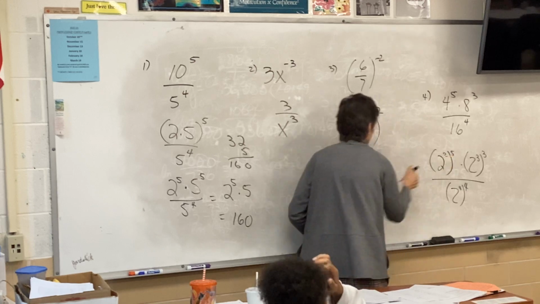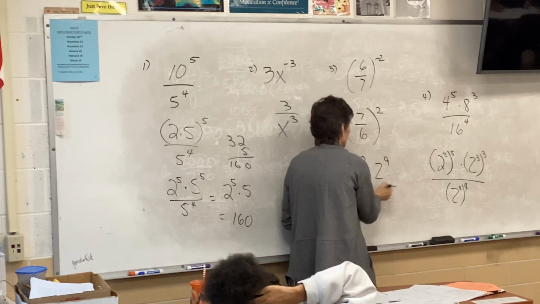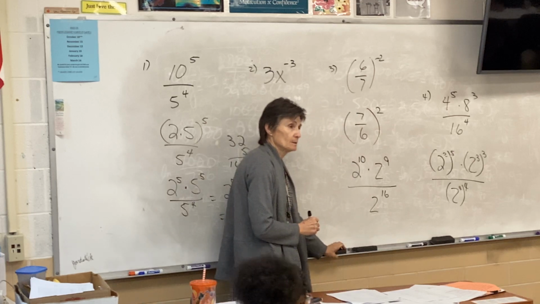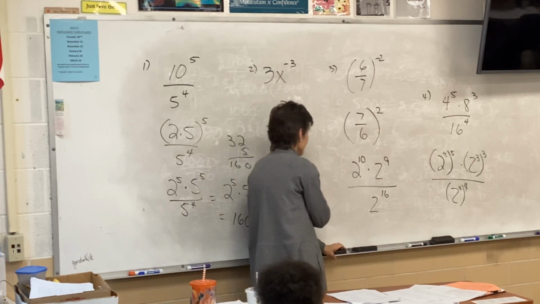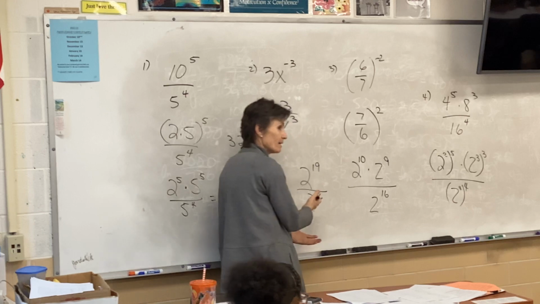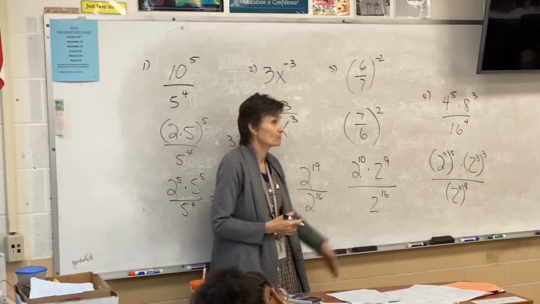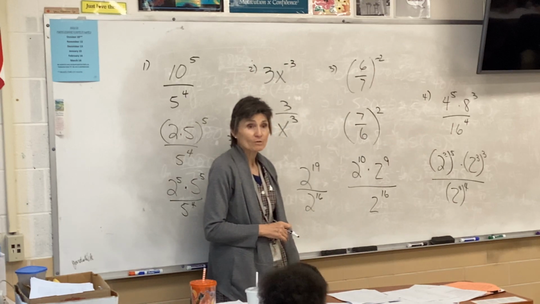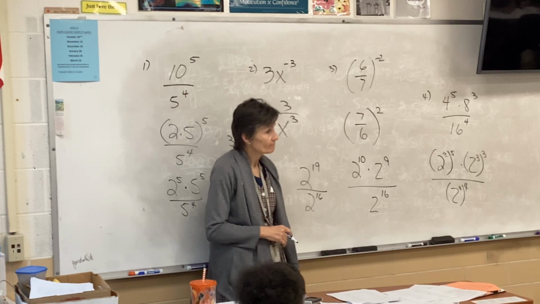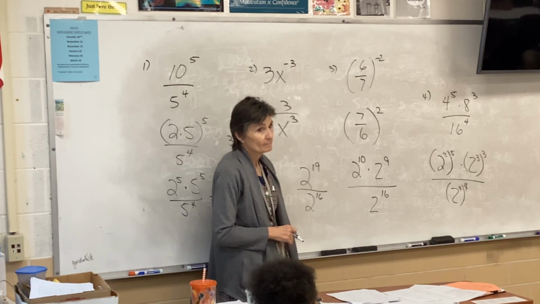So what's this? That's 2 to the 10th times 2 to the 9th over 2 to the 16th. Perfect. What's this? 2 to the 19th over 2 to the 16th. Well, what's that going to be? 2 to the 3rd. So believe it or not, that mess just comes out to be 8. 2 to the 3rd. 8. No calculator necessary, right? Is that okay? All right.